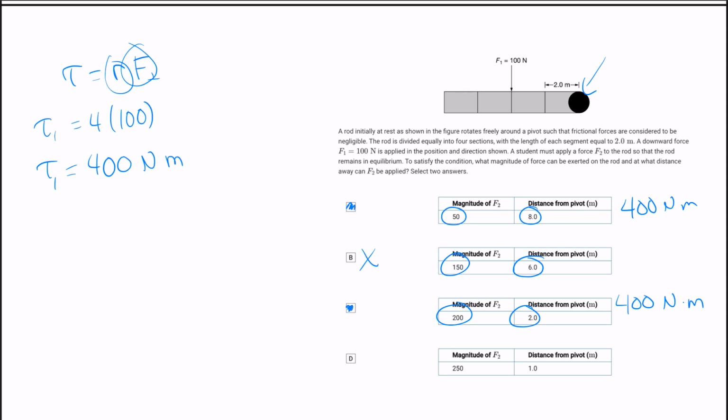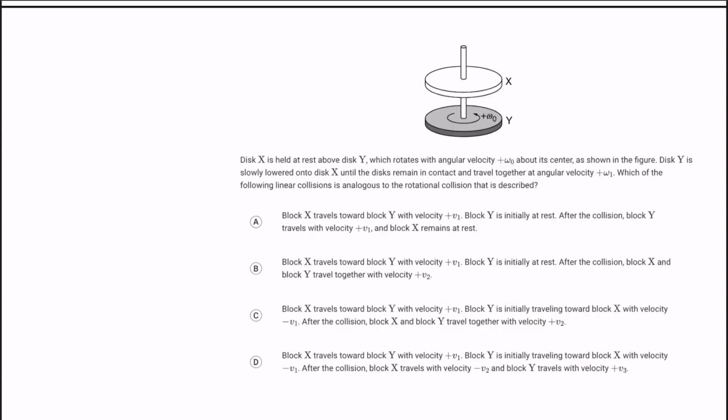All right, so C is going to be one of them, and that's already 2, but let's just look at 250 times 1 meter. That's 250 newton meters, so that's not what we're looking for. So A and C give us equal amounts of torque to help maintain equilibrium. Obviously, this would have to be applied upward, but yeah, let's move on.